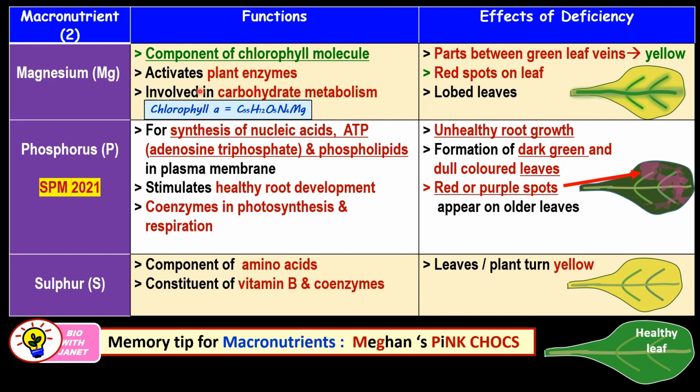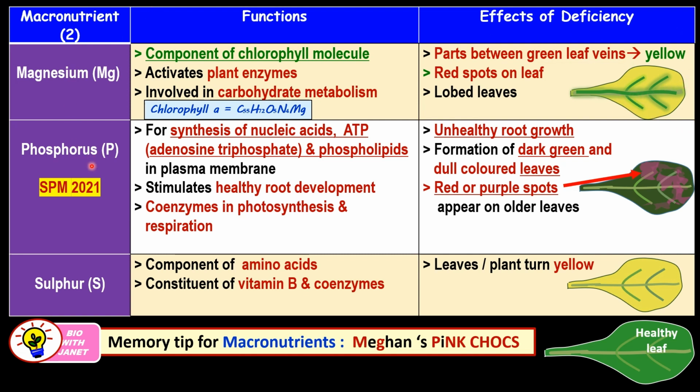Now, secondly, magnesium activates plant enzymes, and thirdly, it is involved in carbohydrate metabolism. So other effects of deficiency are red spots on the leaf and lobed leaves. Lobed leaves means that the leaf is not shaped like normal, and there may be some divisions here, so there will be some projections sticking out of the leaf. Okay, the shape is not normal anymore.